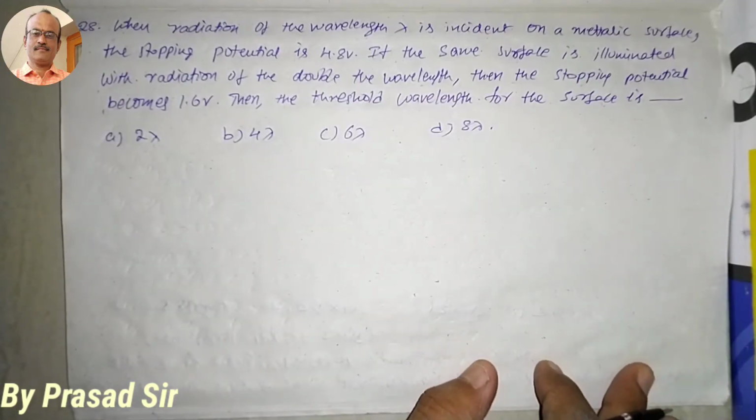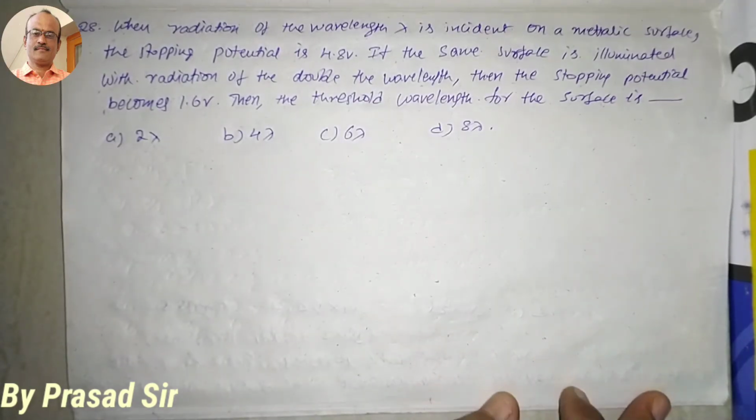Now the question number 28. When radiation of wavelength lambda is incident on the metallic surface, the stopping potential is 4.8 volts. If the same surface is illuminated with radiation of double the wavelength, then the stopping potential becomes 1.6 volt. Then the threshold wavelength for the surface is how much?